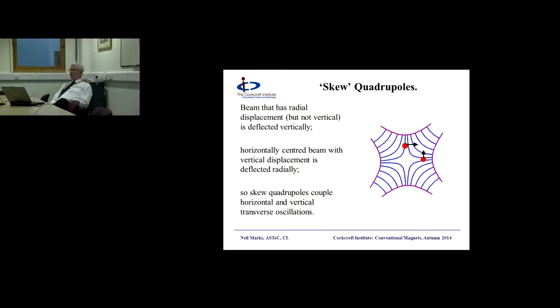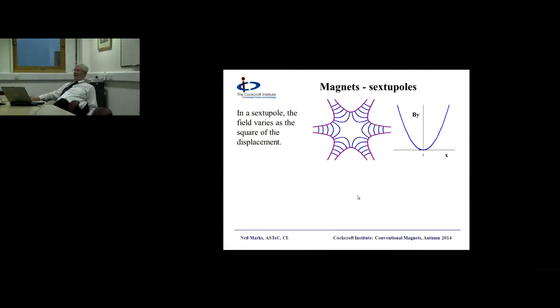But it may very well be that you've got skew quadrupole fields present in the straights due to stray fields from vacuum pumps or from just electric connections, in which case a little bit of skew quadrupole to counteract that would be very valuable. And then we come to the sextupoles. The sextupole has got a field that varies as the square of the displacement. There is an equation there where By is a function of x squared, a parabola.